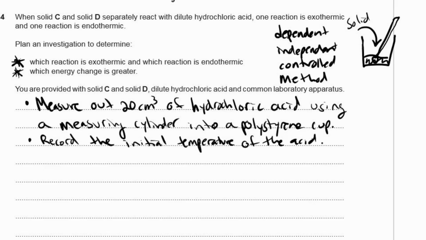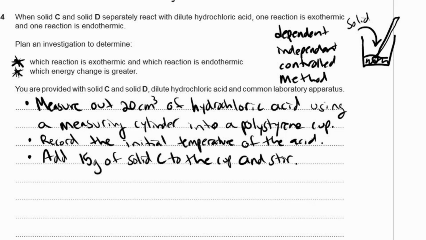Then you add some of the solid C to the cup and you stir it. I'm going to say 15 grams. Why? Again, you just need to choose a number. Add 15 grams of solid C to the cup and stir. Is that too much? It might be, but you just have to choose a number.